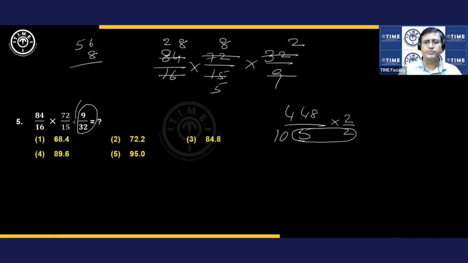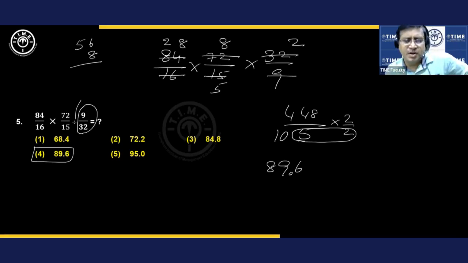When 0 is there in the denominator, we can use decimal conversion. For example, 2 times of 448 is 896, and 896 by 10 means 89.6. Option number 4. Choice 4 is the correct answer. Just twice of the numerator, that is 896. When you are multiplying 5 with 2 it becomes 10, so 10 means 0 is there in the denominator. Use 0 for decimal conversion. It's very simple.